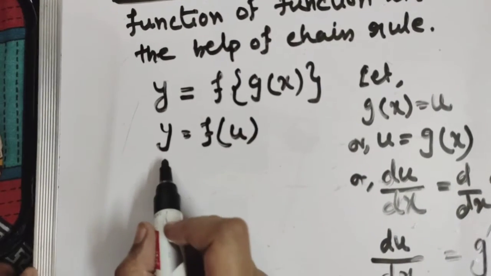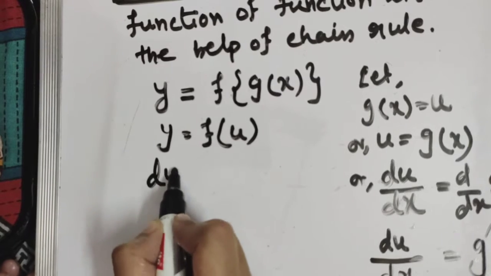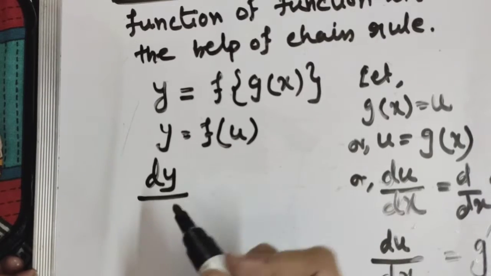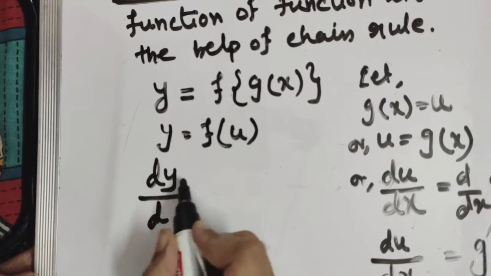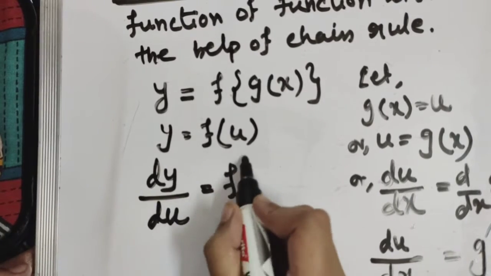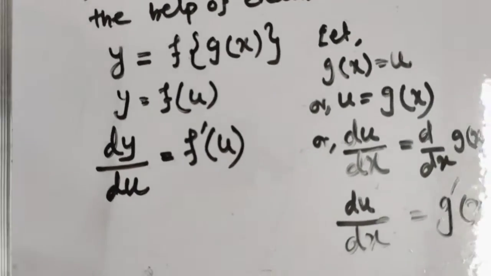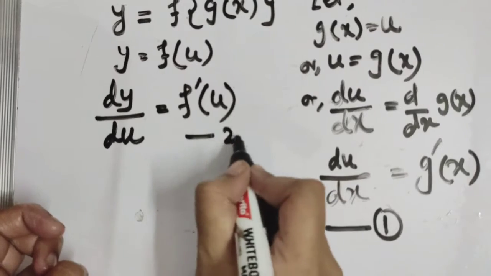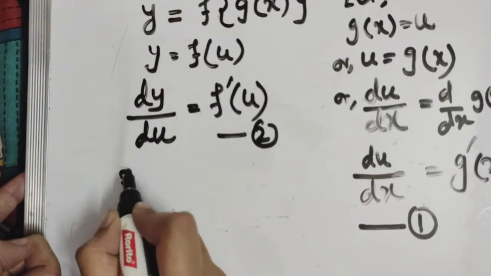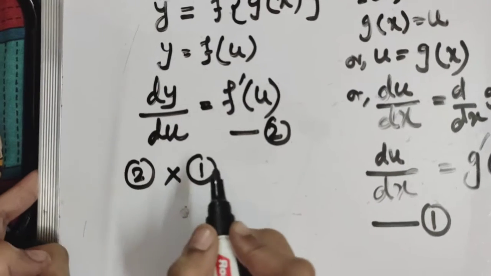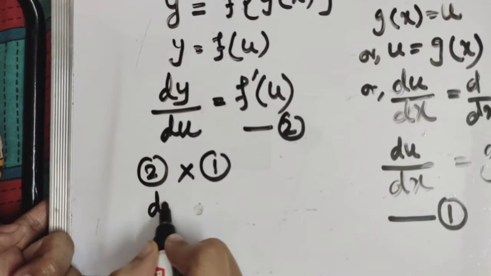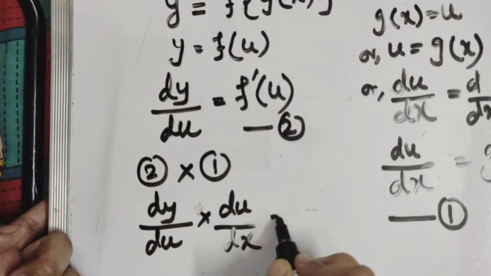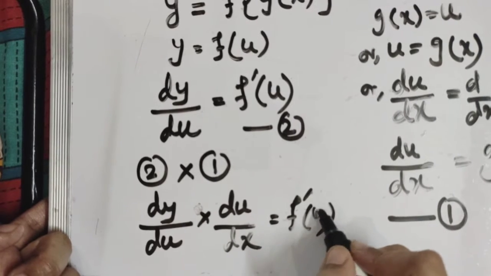equals to u, so y equals to f of u, right? So now if we derivative both sides with respect to u, then what can we get here? dy by du equals to f dash u, right? f dash u. Now if you put the number, this equation 1 and this equation as 2, now 2 into 1, if you multiply these two equations, then what can we write here? dy by du into du by dx equals to f dash u into g dash x, right?